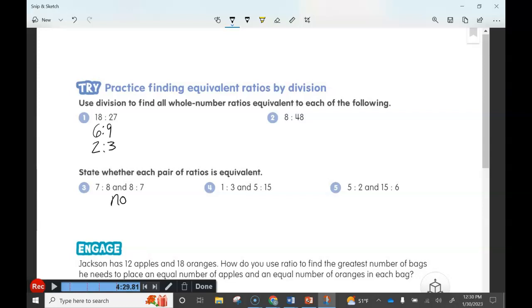Now let's say 1 to 3 and 5 to 15. So let's think about, what do we do to 5 in order to make it a 1? We divide it by 5. That gives us 1. 15 divided by 5 gives us 3. So that would be equivalent there. So again, what you need to do is just understand that you divide both quantities by the same number. When you do that, you get an equivalent ratio.